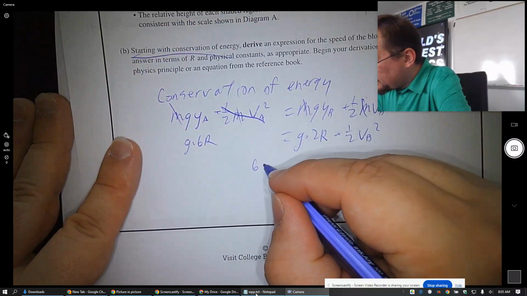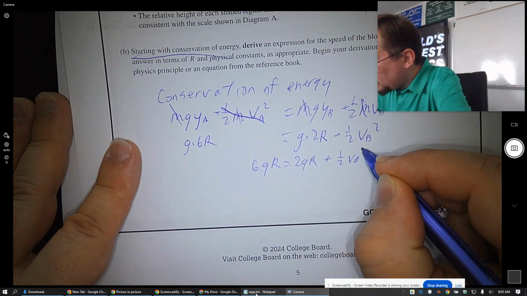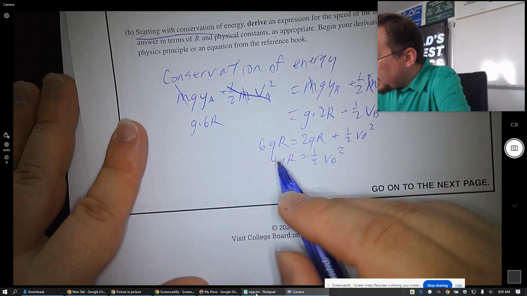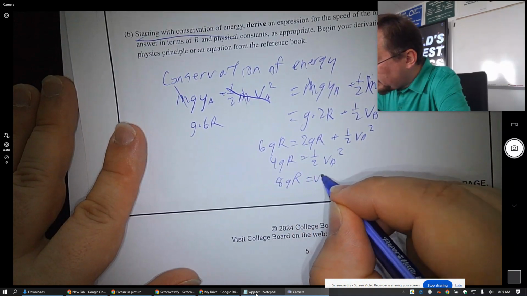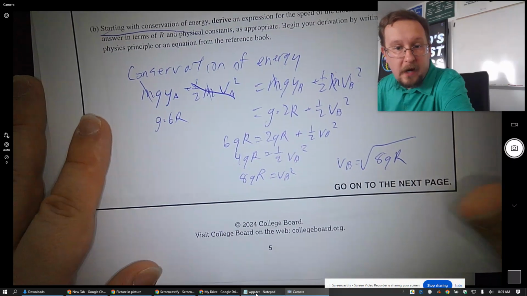So then this is going to be 6gR equals 2gR plus half of VB squared. So then 4gR is going to equal half of VB squared. And then 8gR is going to equal VB squared. So then VB is going to be the square root of 8gR. All right. Well, whatever.